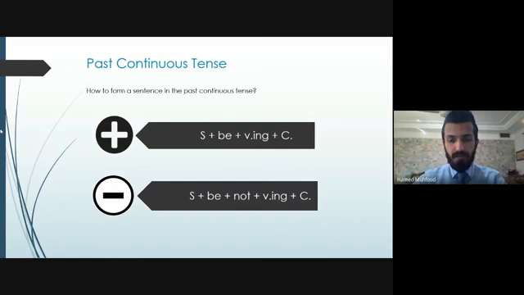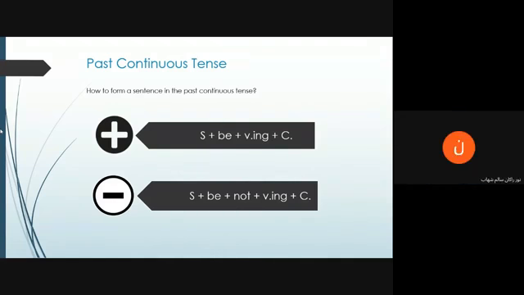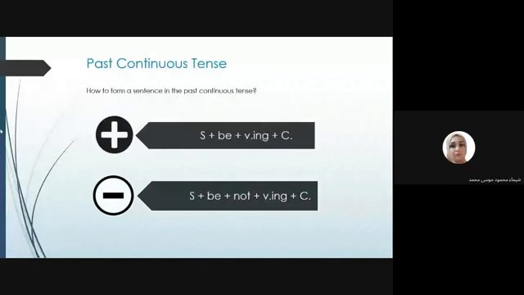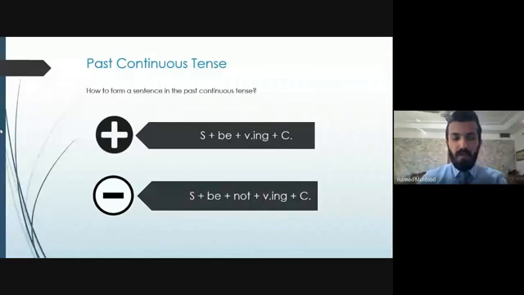Noor Rakan. They were not watching TV yesterday. Shayma Mahmoud. I wasn't working yesterday. I, subject, was, verb be, not, the negation tool, working yesterday, complement. So these are examples, thank you everyone, of negative sentences.